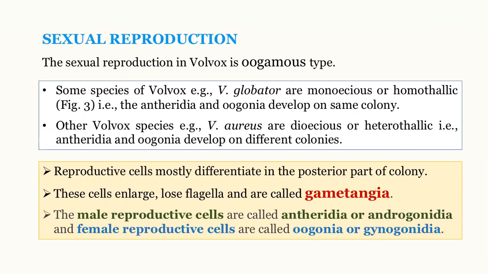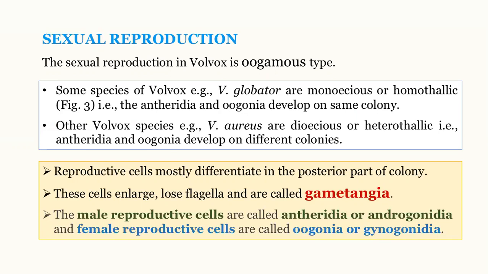So just as in the asexual reproduction, any cell in the posterior end of the colony will function as a precursor for a gametangium, and these cells will enlarge, lose the flagella and get changed into what is known as gametangia. And the gametangia which get transformed into the male reproductive cells gradually develop as antheridia or androgonidia. Likewise, the female reproductive cells are called oogonia or gynogonidia.